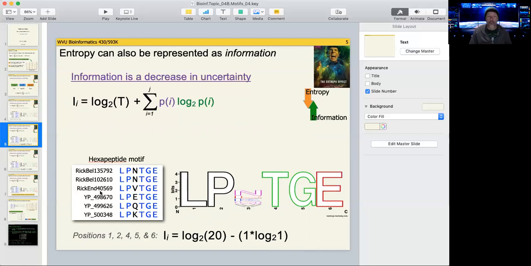It looks like this. Log base 2 of 20, that's 20 states, 20 amino acids possible. That's the maximum uncertainty. Minus 1 times the log base 2 of 1. This is the only non-zero frequency in this position-specific matrix. If you need to, you can go back to the second slide in this lecture and look at that matrix.